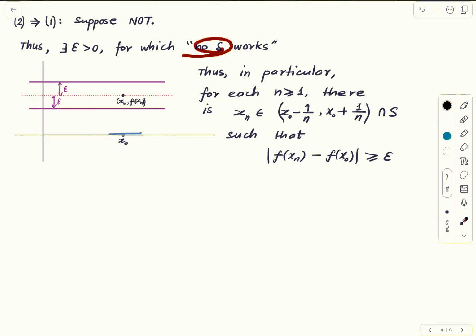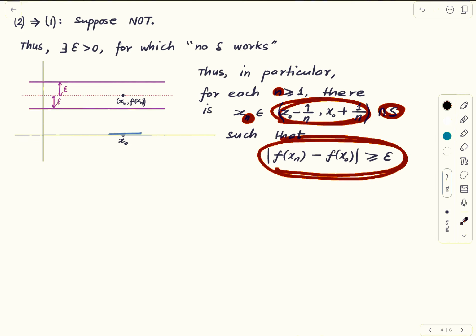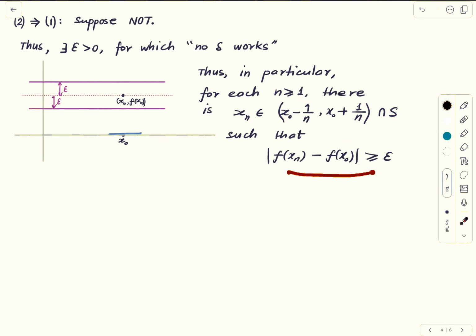No delta works, so delta equals 1 by n also doesn't work. So there is some offending point in this region. Call that offending point xn. So for each n, we will pick up an offending point xn in this region and of course in the domain. So this is the meaning of offense. This is what offends the epsilon-delta criterion.